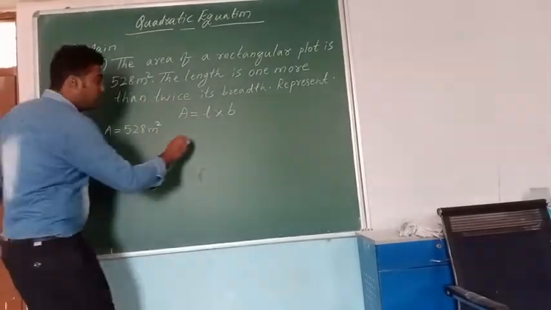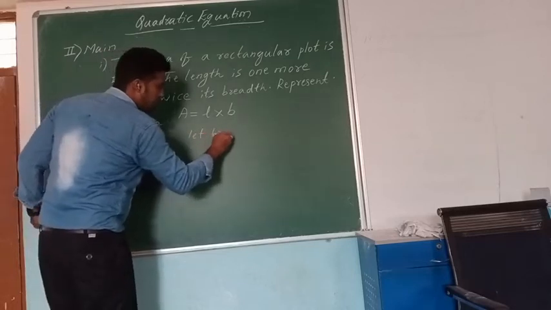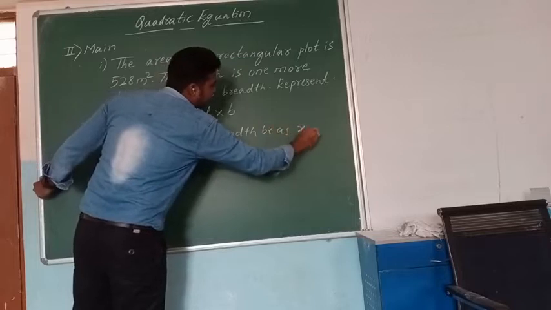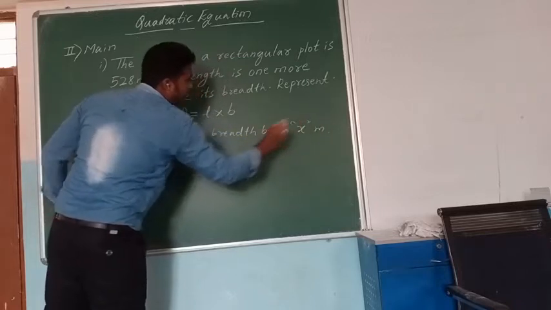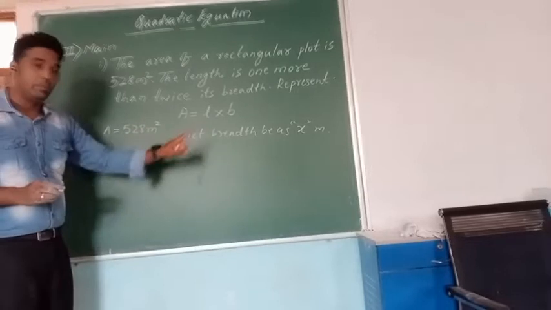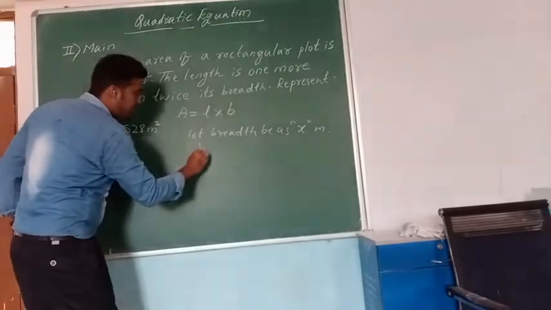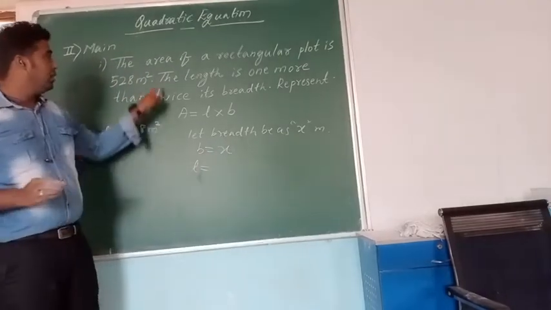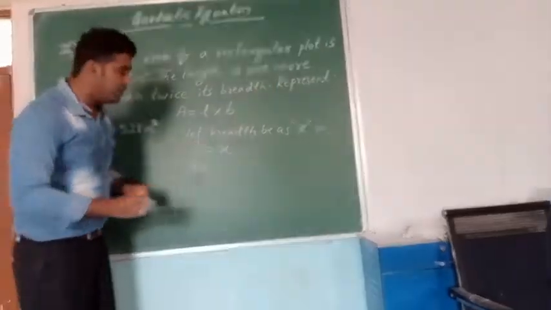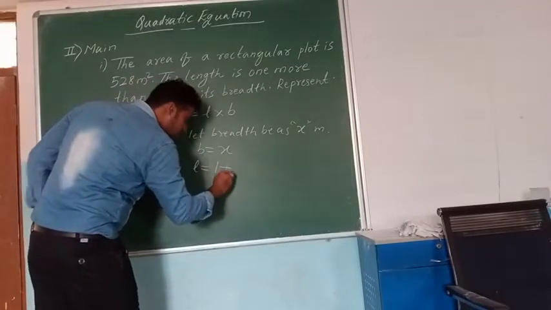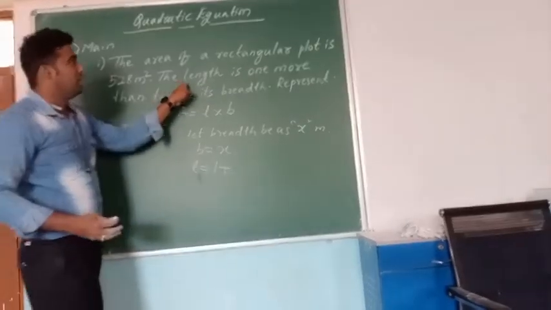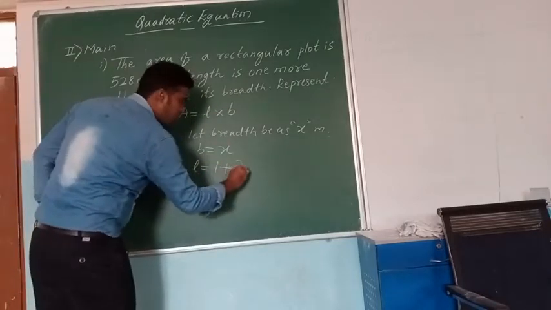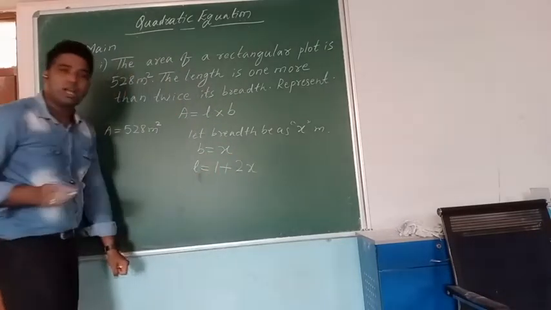So we have to assume, let the breadth be x meters. Then B is equals to x. What about the length? L will become, see here, the length is one more means 1 plus, 2 more means 2 plus, 3 more means 3 plus. The length is one more, 1 plus, then twice its breadth, twice means 2, and breadth we have considered as x.